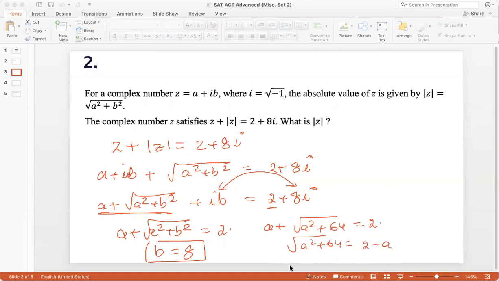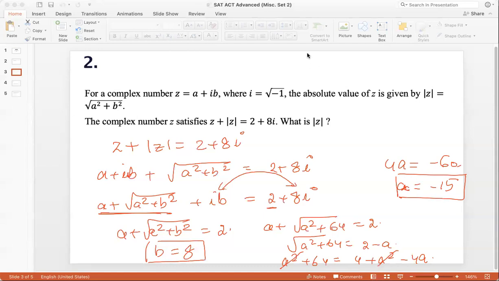So if we square both sides, a squared plus 64 is 4 plus a squared minus 4a. a squared and a squared cancel. So 4a is minus 60. So a is negative 15. Right? So my complex number z is given by minus 15 plus 8i, a plus ib.